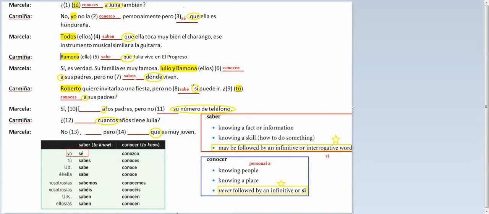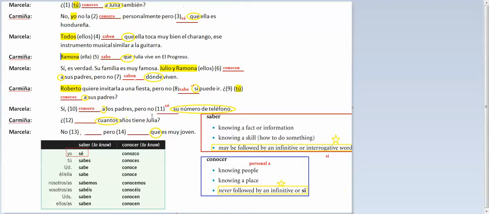Yo blank a los padres. So again, it would be conocer, and this would be conozco. Pero no blank su número de teléfono. So what I don't know is her phone number, and that's knowing information. So that would be saber.